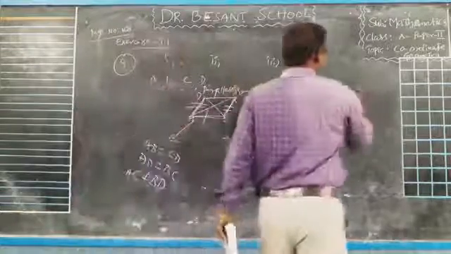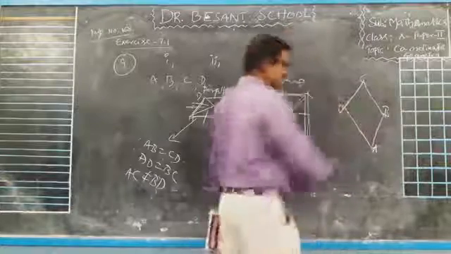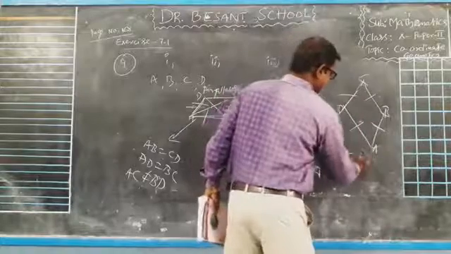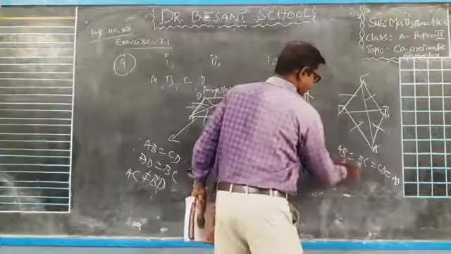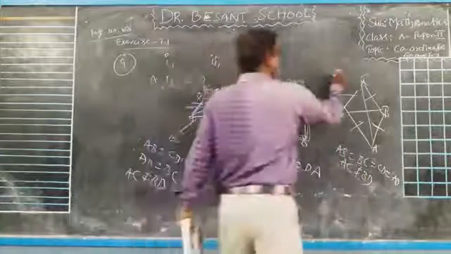Okay. And this is rhombus. Just now I have told you ABCD. If AB equal to BC equal to CD equal to AD, and also AC not equal to BD, then you write it is a rhombus.